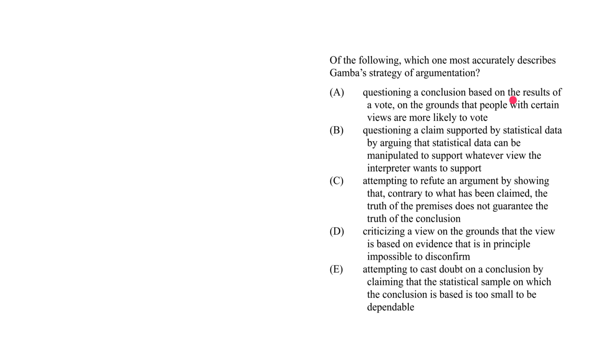Okay, so we're going to look at a method of reasoning question first, question stem, and I'm previewing for you the answer choices because I want to say something about the answers, but question stem first. Which one of the following most accurately describes Gamba's strategy of argumentation? Notice the key words here. We're explicitly being asked to describe how Gamba's argument works. What strategy is he adopting?